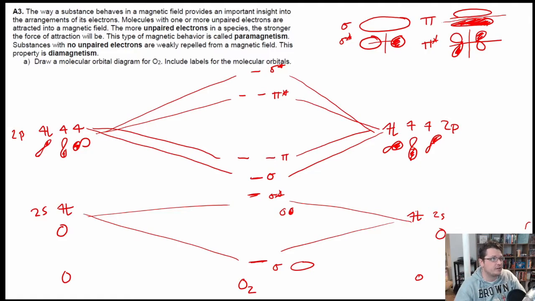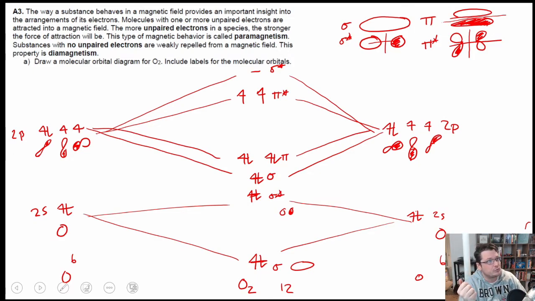Now all we have to do is throw in our electrons. If we're going through, we have 6 electrons from this oxygen and 6 electrons from this oxygen, so we should have a total of 12 electrons to fill in. We fill it in using, again, the Pauli exclusion principle, Hund's rule, the Aufbau principle, and so forth. So we have 1, 2, 3, 4, 5, 6, 7, 8, 9, 10, 11, 12. We fill it all in, and that's what our MO diagram looks like.